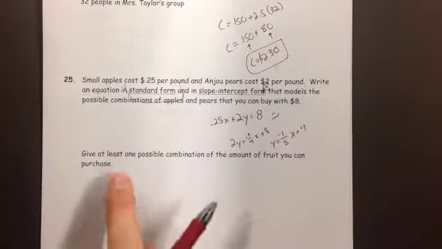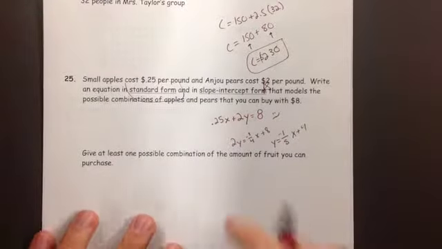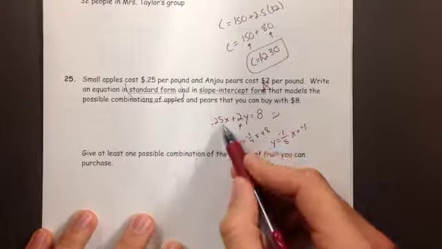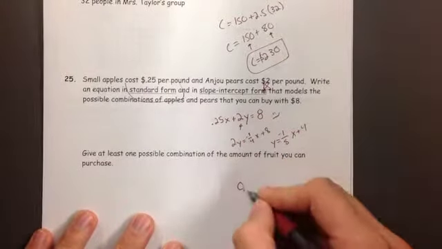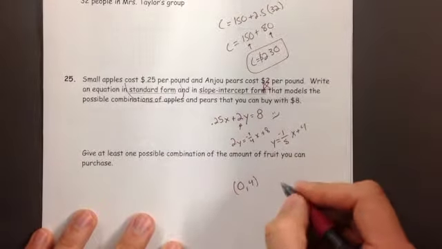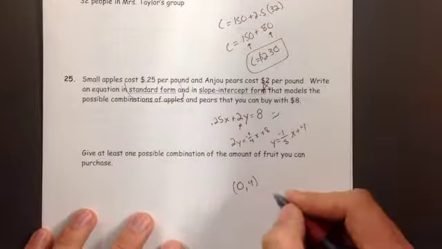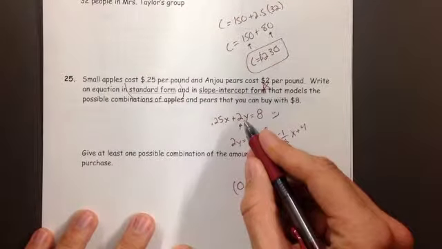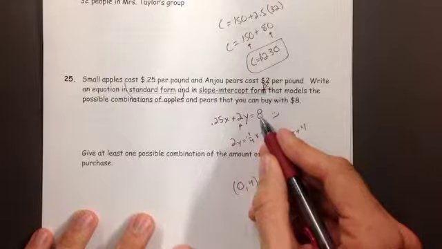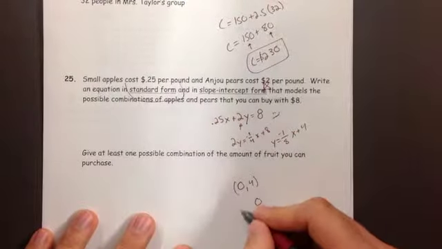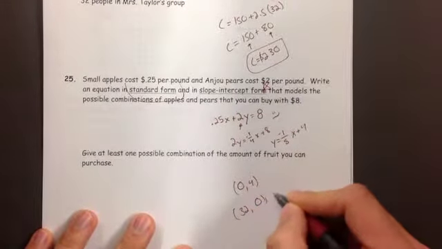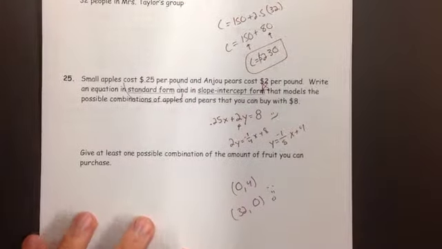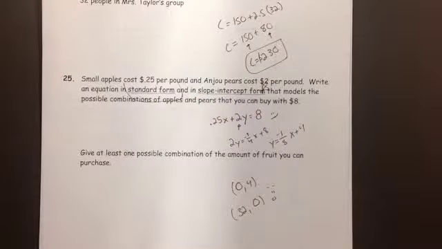Now, they're going to ask you for one possible combination. The easiest combination, I think, is to use the intercepts. So if I have 0 apples, so a 0 in for there, how many pears could I buy? I could buy 4 pounds of pears. That is one possible combination. Another combination that would be easy to find: if I didn't buy any pears, and I've got $8 to spend on apples that are 1/4 a pound, I could buy 32 pounds of apples. Whoa, that's a lot of apples. But anyway, always go for that easy thing to use if they ask you when you have the choice.